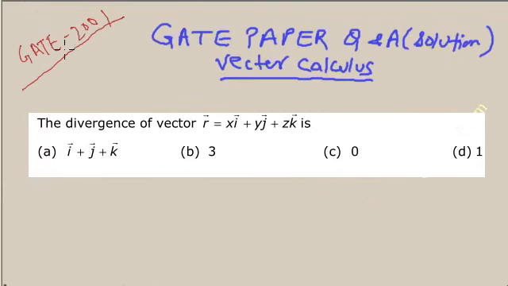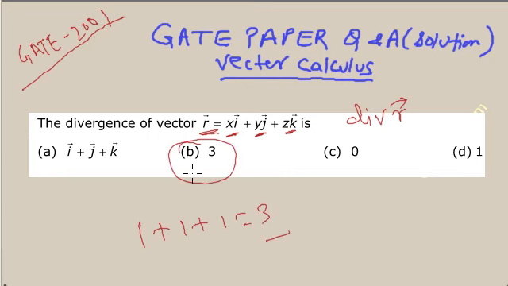This is the question from 2001. For div of R, you require to differentiate with respect to x, differentiate with respect to y, and differentiate with respect to z, and add them. So 1, plus differentiation of this with respect to y is 1, plus differentiation of this with respect to z is 1, so 3. So this is the answer.